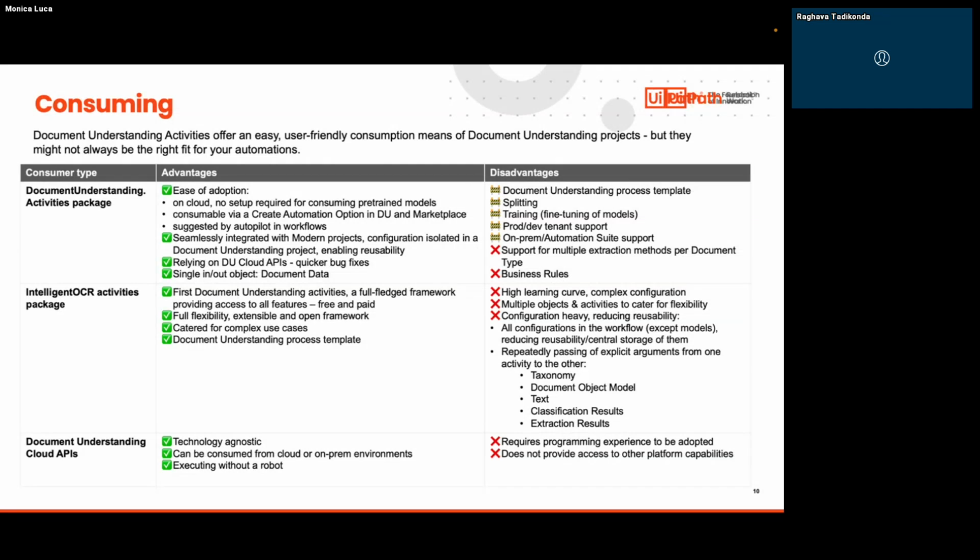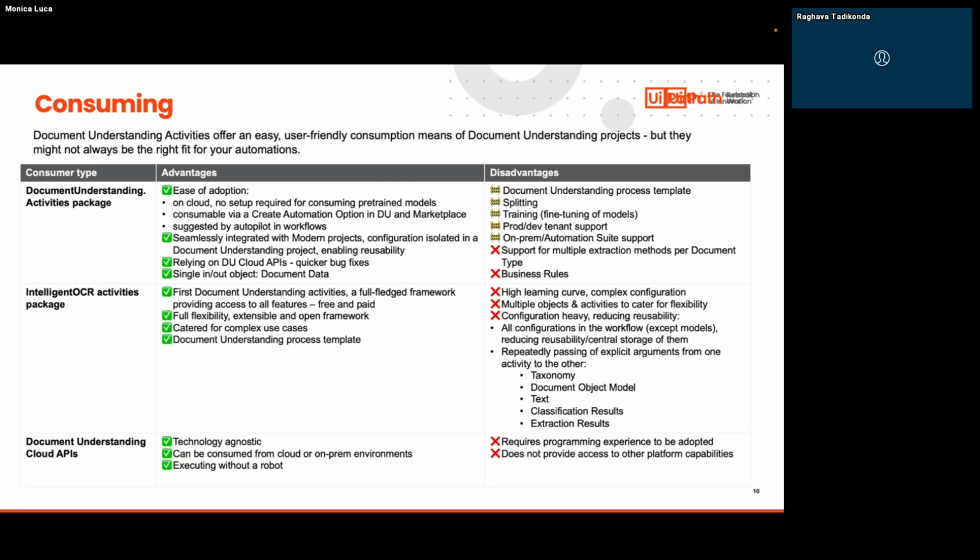For consuming the models, similarly, I've shown you certain activities in Studio Web out of the new Document Understanding activities package. However, we're still catching up on functionality and we still don't have all features which are currently available in Intelligent OCR. While the new activities provide an ease of adoption and are seamlessly integrated with modern projects, as I've shown, I just click on a button and then I have the workflow. And they work with a single input-output object, which is document data. They don't yet have a template in place. This is currently in progress with me, Professional Services, and Lahiru.